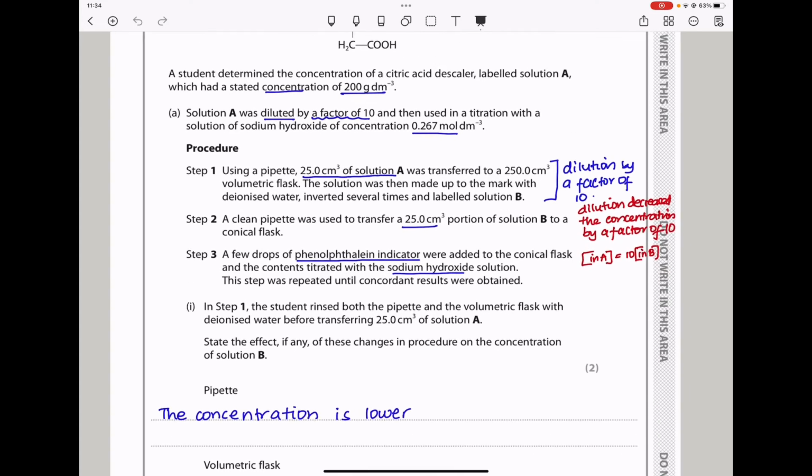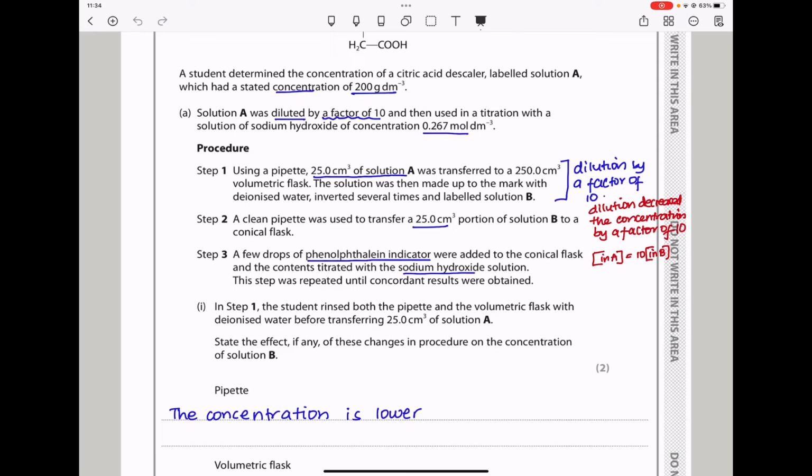The procedure is as below. In step 1, using a pipette, 25 centimeters cubed of A was transferred to a 250 centimeters cubed volumetric flask. The solution was then made up to the mark with deionized water, inverted several times, and labeled solution B. So, in step 2, a clean pipette was used to transfer 25 centimeters cubed portions of solution B to a conical flask. To convert solution A to B, there was a dilution by a factor of 10, meaning 25 centimeters cubed was diluted to create a solution which is 250 centimeters cubed.